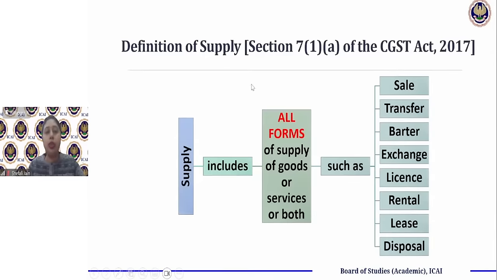Now, once again, we came to the definition of supply, section 7(1)(a) of the CGST Act. Now we are breaking the definition. We have done the first parameter: supply of goods or services is included in the definition of supply. Now we said all forms of supply, when we said we had this list of 8 types of supplies.